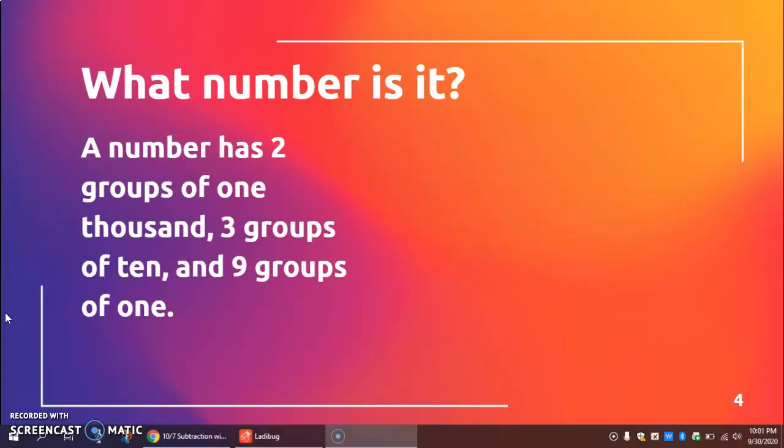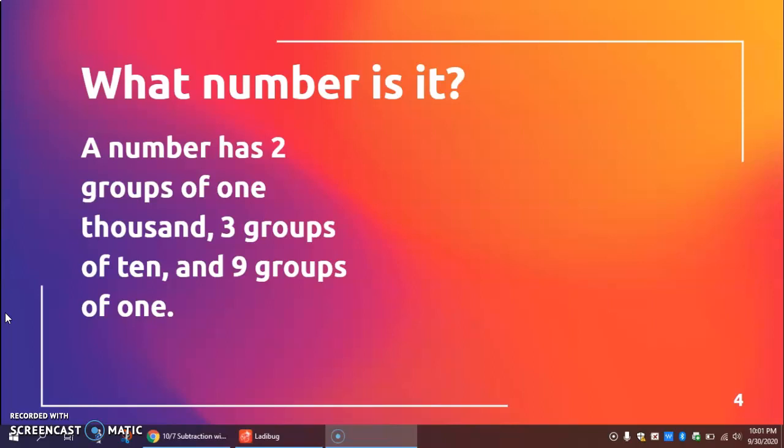So before we jump into our standard algorithm equations, we are going to talk about what number is it. Here's a riddle that you're going to solve. I have a number that has two groups of 1,000, 3 groups of 10, and 9 groups of 1. Looking at this riddle, what do you notice? I notice that there are no groups of 100. I have three groups of numbers, but I don't have my 100.